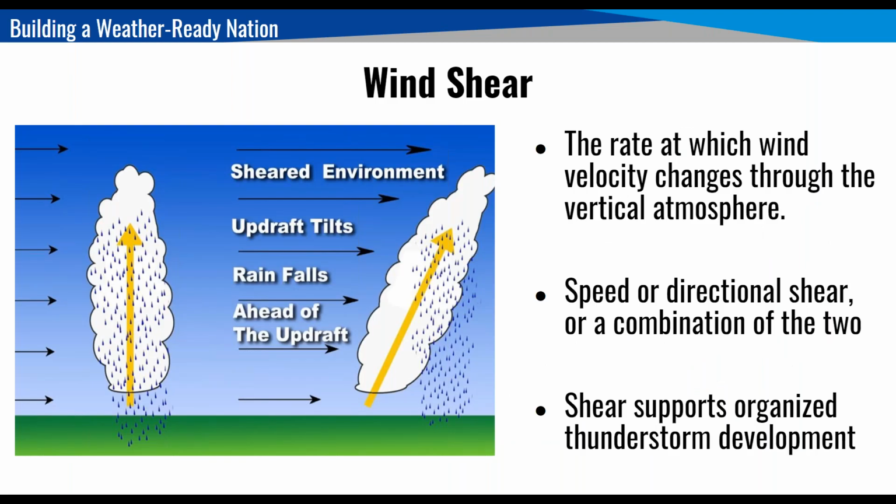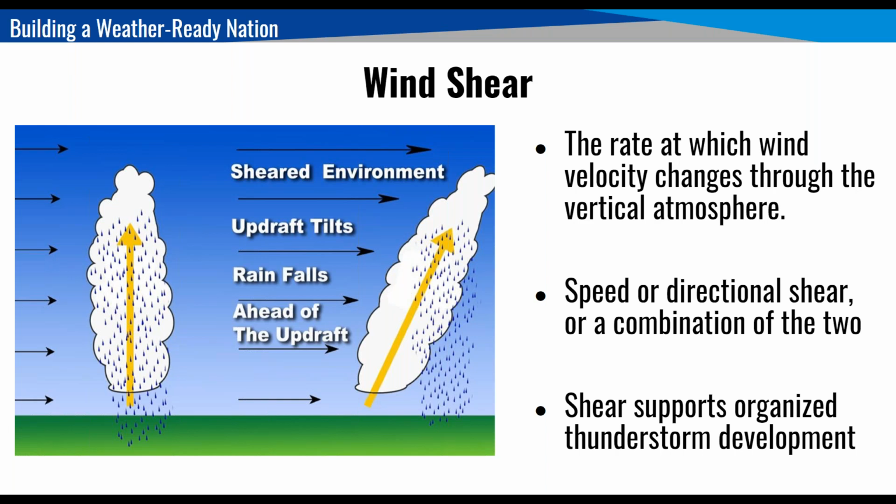The final ingredient that we focus in on is wind shear. Wind shear is the rate at which wind velocities change through the vertical atmosphere. There are 2 different types of wind shear. One is speed and one is direction. Speed wind shear refers to how the speed of winds change through the vertical, while directional shear refers to how the winds change direction through the vertical. Either way, shear supports organized thunderstorm development.